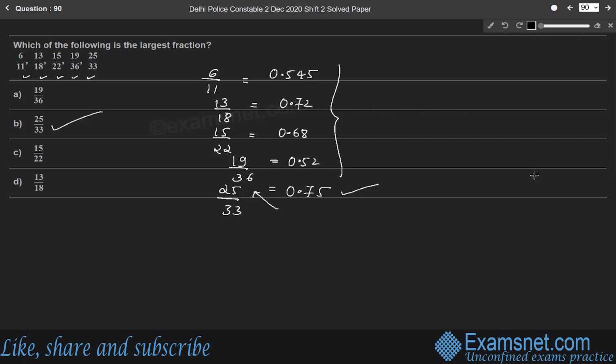The other method is you can take the LCM of all the denominators 11, 18, 22, 36 and 33. So this will be the lengthy method. Therefore, go with the direct conversion, that is fraction into decimals. Hence option B is the right answer.